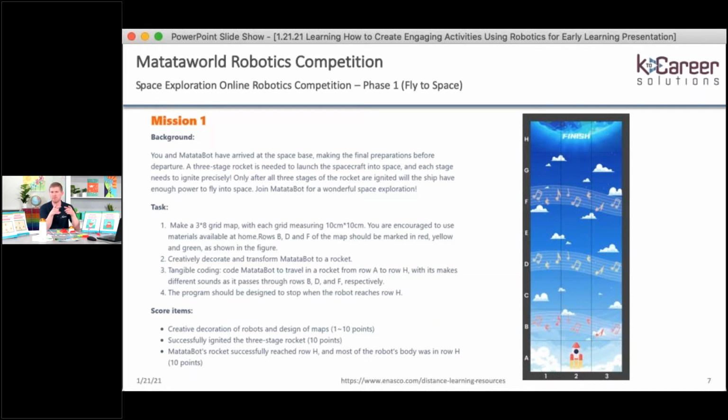On the slide in front of you, these are just some challenges that you can use with the product, Matatalab, but you don't have to necessarily use this exact one. This happens to be the robotics competition that they do for space. There are 3 different tasks. This is mission 1. The actual design of the mat on the right-hand side of the screen is something that they actually build.